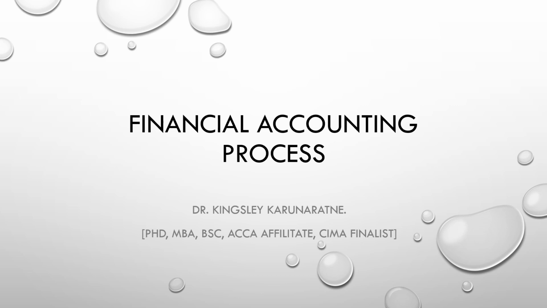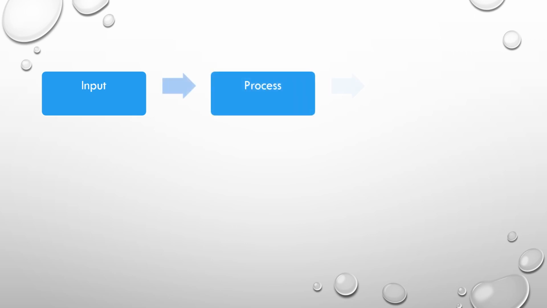In my previous videos, I talked about what is accounting and its two main branches, financial accounting and management accounting. Accounting is considered as an information system that provides meaningful information for decision makers to make rational economic decisions. As an information system, financial accounting also has three components: input, a process, and output.